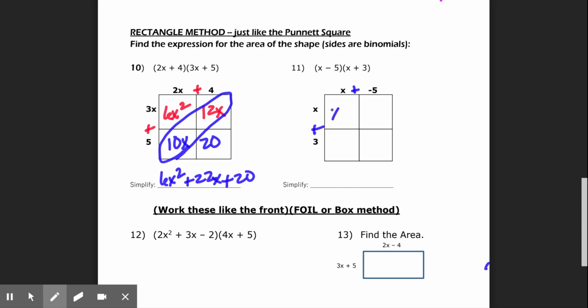So x times x is x squared. x times negative 5 is negative 5x. 3 times x is 3x. And 3 times negative 5 is negative 15. Your diagonals are your like terms. So that would give you x squared minus 2x minus 15.